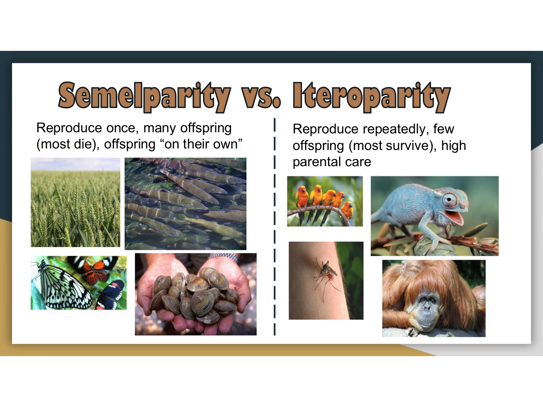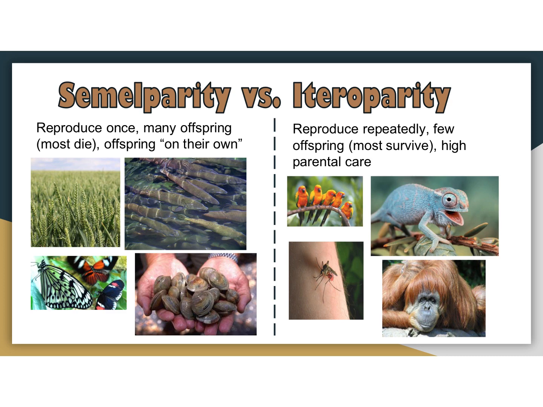So semelparity and iteroparity describe how animals reproduce. In semelparity, the animals are going to reproduce only once in their lifetime. They are usually going to give birth to lots and lots of babies. And the offspring are on their own, meaning there's very low maternal care. They realize most of the babies will not survive, and that's where evolution comes in, where only the strongest ones will survive.